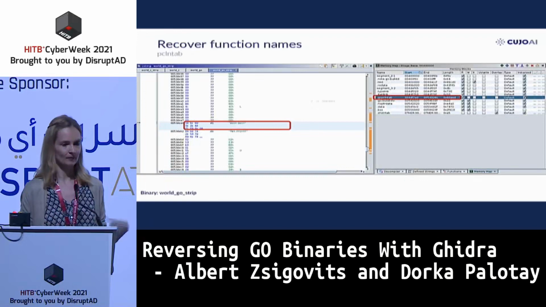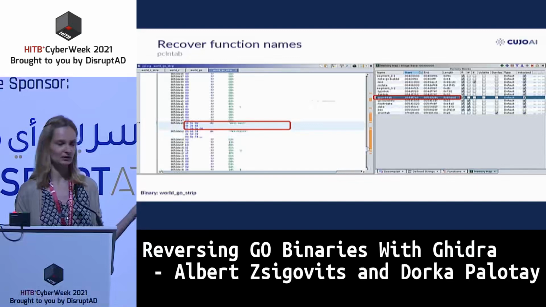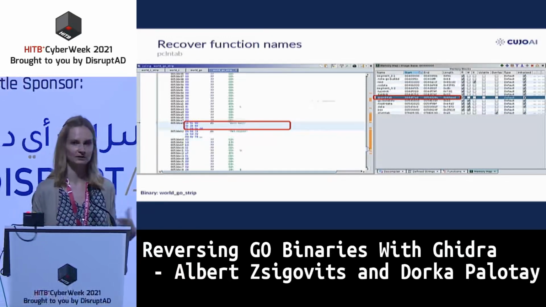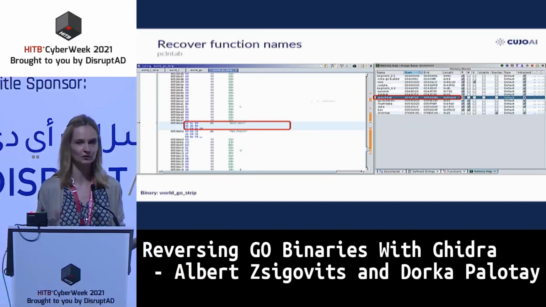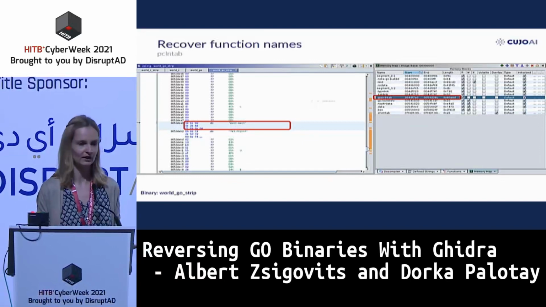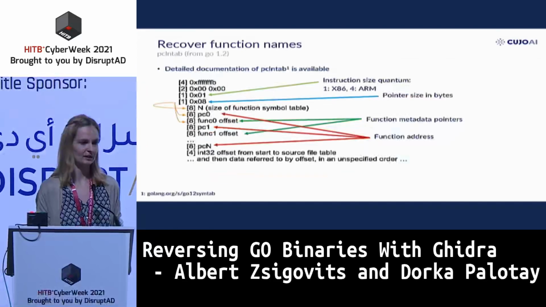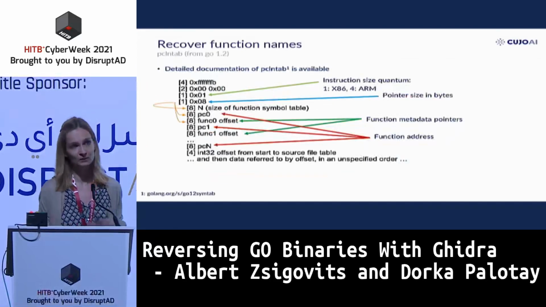So what we did here, we loaded the binary into Ghidra and tried to look for the main.main string. And when we looked at the memory map, we saw that it's in a specific section called Go PCLN tab. So the next step was to figure out what this section is about, what can we know about this section, and what kind of information is stored there. And it was pretty easy.